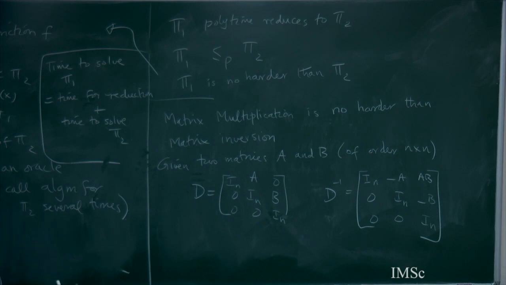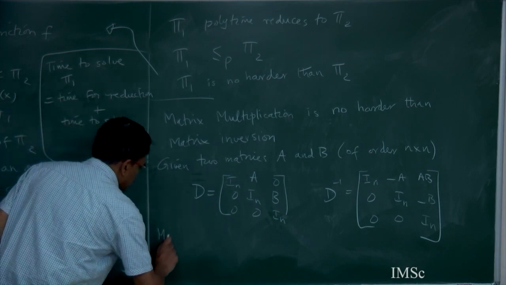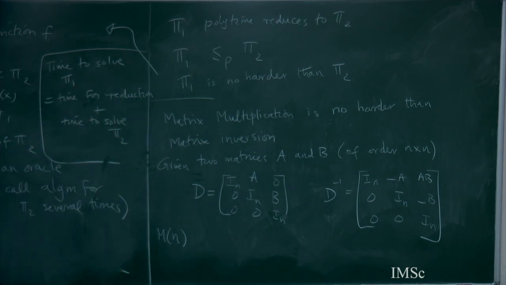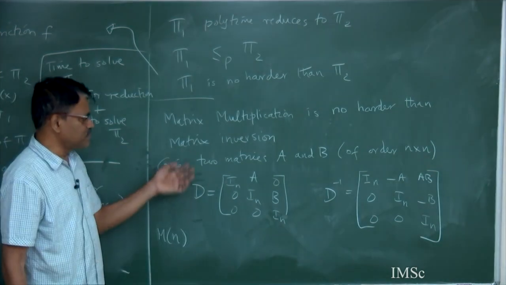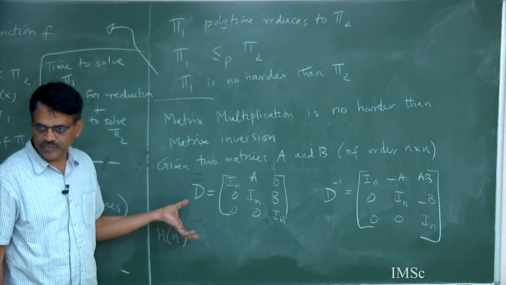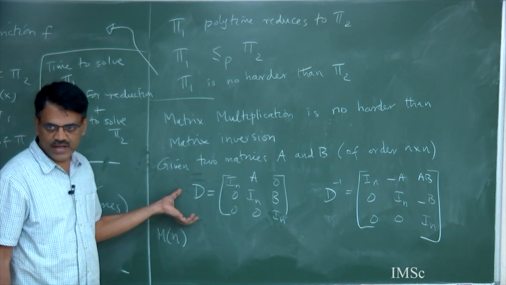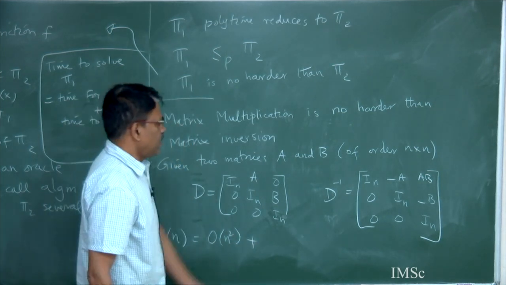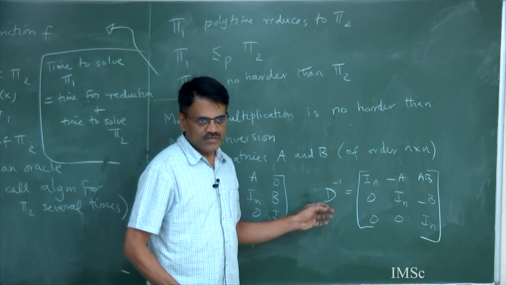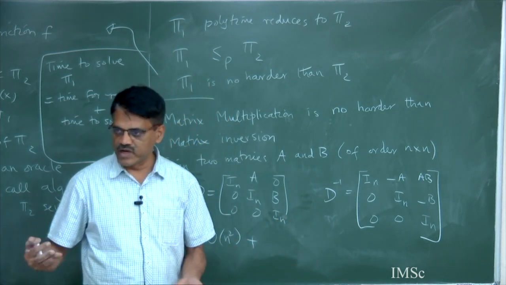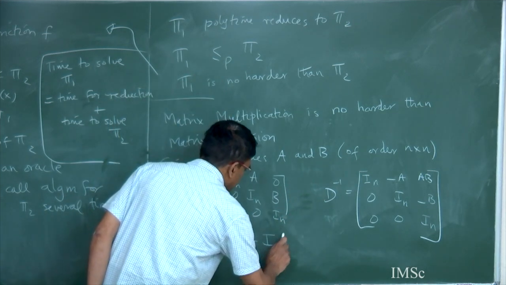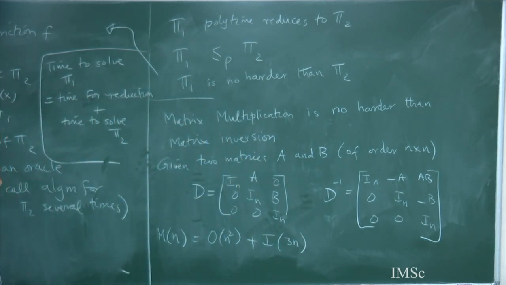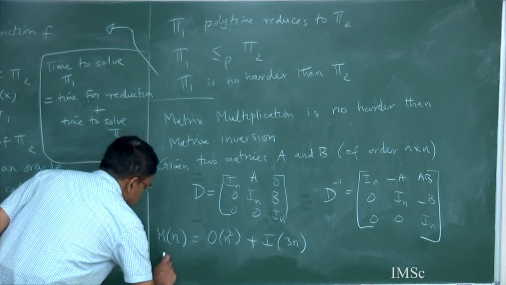And so, how much time have I spent? Let's say M of n is the time to multiply two n by n matrices. How much time did I spend? Well, I set up this matrix first, so that's like n square time. Right, this matrix is a 3n by 3n matrix, and then I apply my inversion algorithm. Let's say I of n is the time to invert an n by n matrix. So, this is the time to multiply.